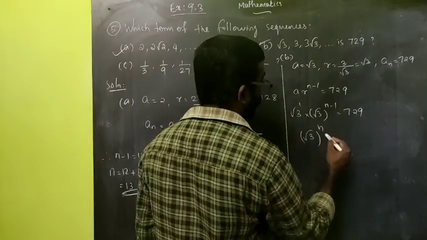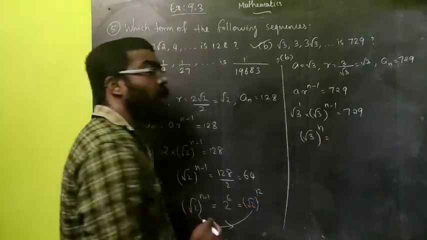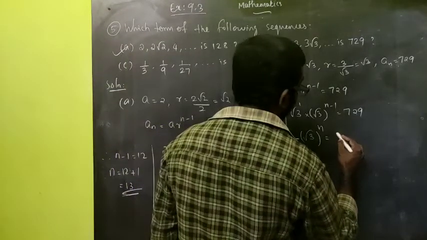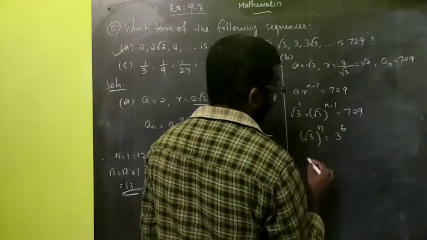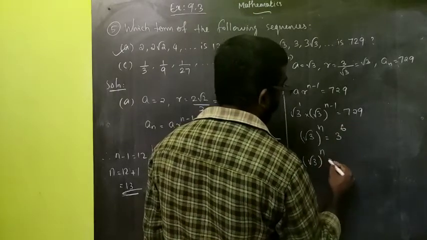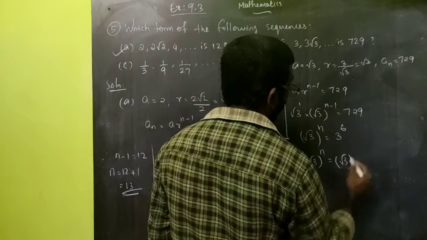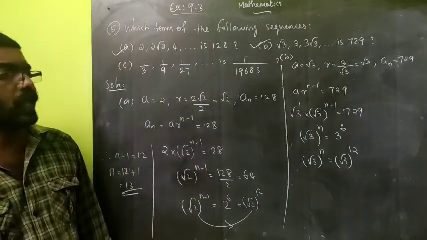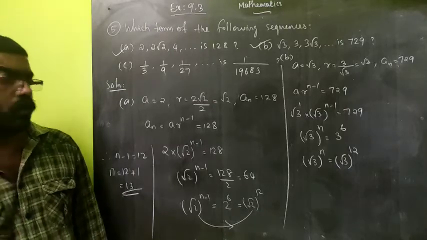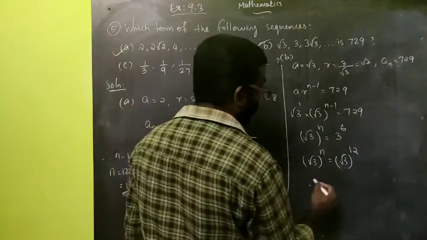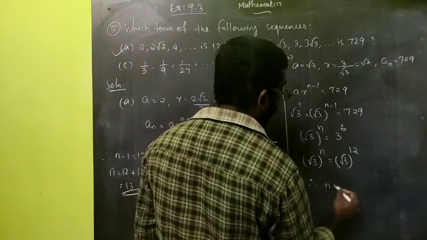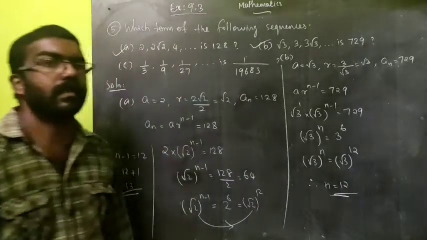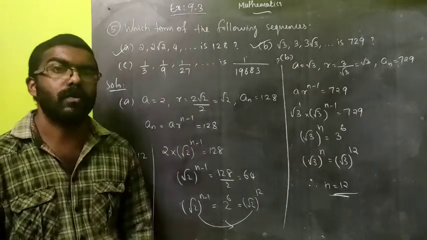Root 3 raised to n is equal to, this 729 can be written as 3 raised to 6. That is root 3 raised to n is equal to root 3 raised to 12. 3 raised to 6 can be rewritten as root 3 raised to 12. Therefore, while comparing we get n is equal to 12. Here the base is same, so power must be same. So n is equal to 12. Okay.